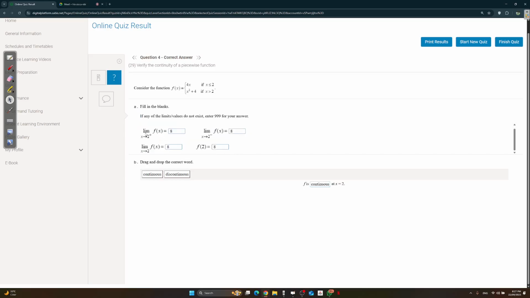This is continuity. This is old. Again, just substitute your values and you're going to get it correct. Then how do you know if it's continuous? All these 4 must be equal for it to be continuous.